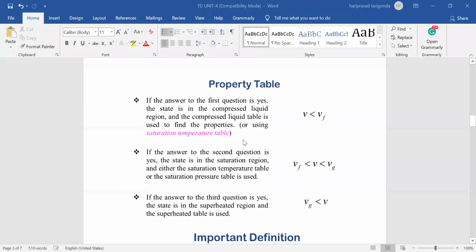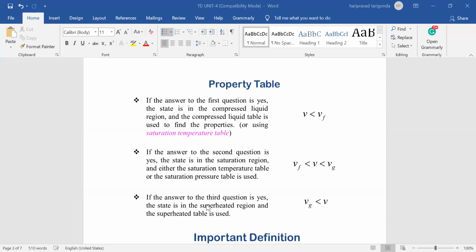Next one: if the answer to the second question is yes, the state is in the saturation region, and either the saturation temperature table or a saturation pressure table is used. Suppose the given volume lies between Vf and Vg, then we are referring to the saturation condition. Next one: if the answer to this question is yes, the state is superheated. Suppose the given volume is greater than the Vg value, then the condition of the steam will be superheated.